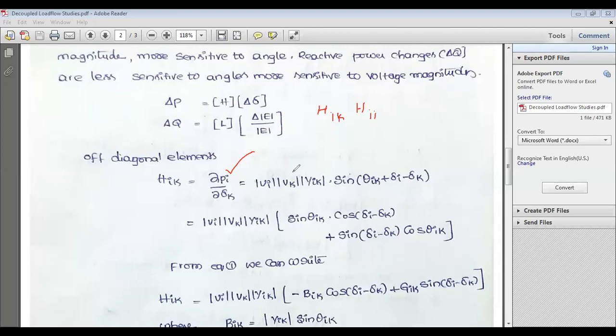While deriving the expressions for off diagonal elements, off diagonal elements are nothing but the admittance which has been connected between the ith bus and the kth bus. So HIK is equal to, how can you obtain that HIK? If you take the first partial derivative, see here I am not writing it as d. First of all, you people have to understand when we have to apply the normal differentiation and when we have to apply the partial differentiation. Here I am taking the partial derivative, so that is about the linearization.